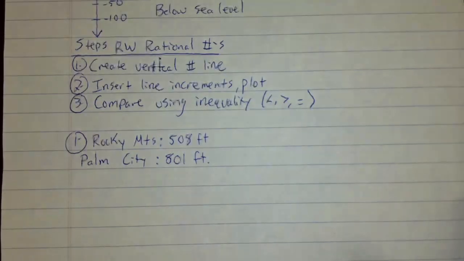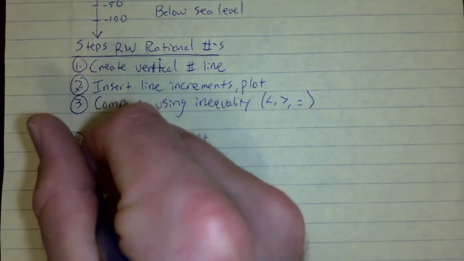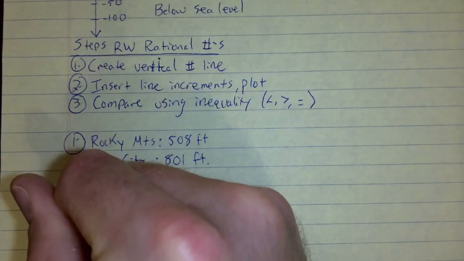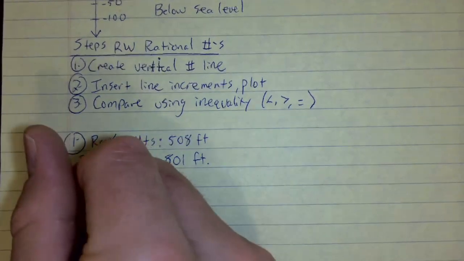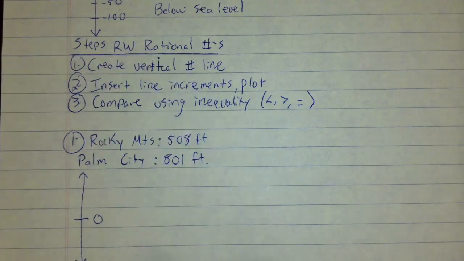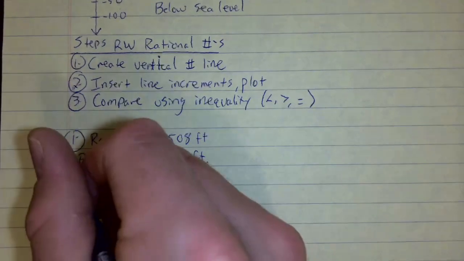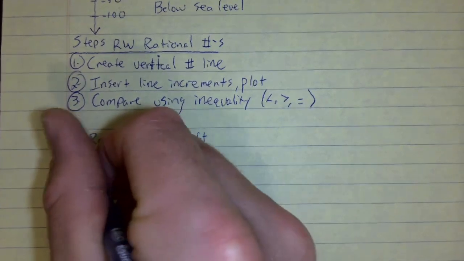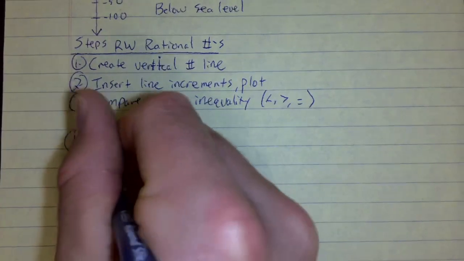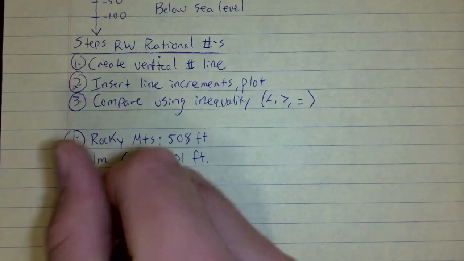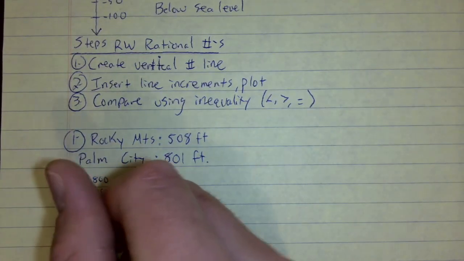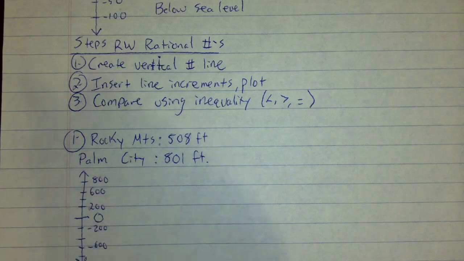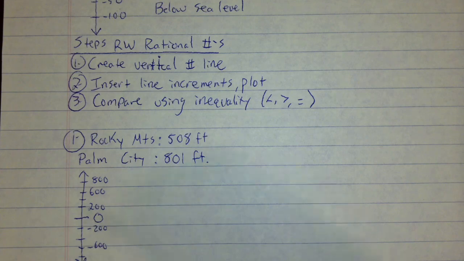Step 1 is create your vertical number line, and place 0 right in the center. Easy numbers to go up by would be 200: 200, 400, 600, 800, negative 200, negative 400, negative 600, negative 800. Then we just go ahead and plot those increments.